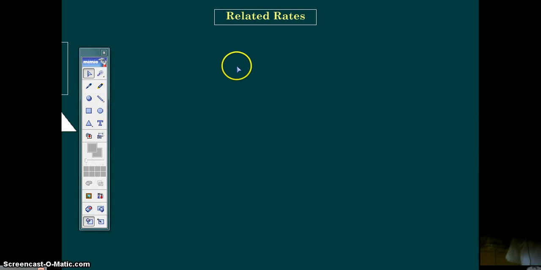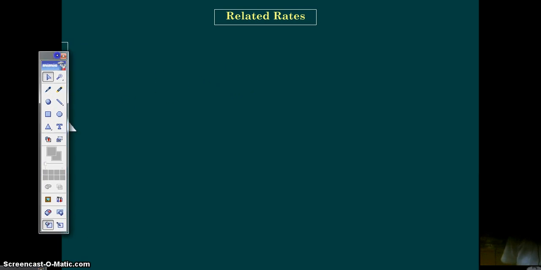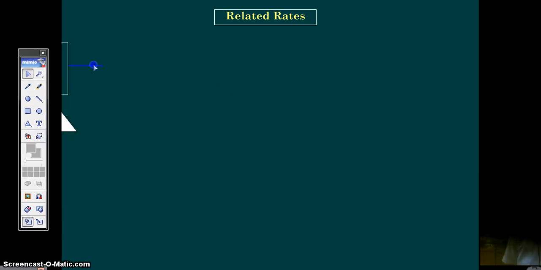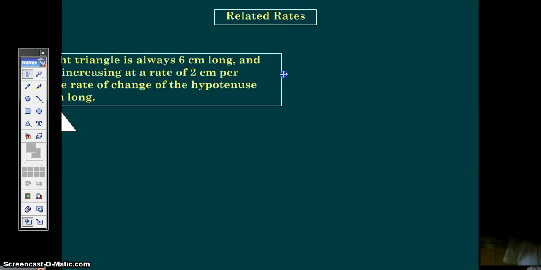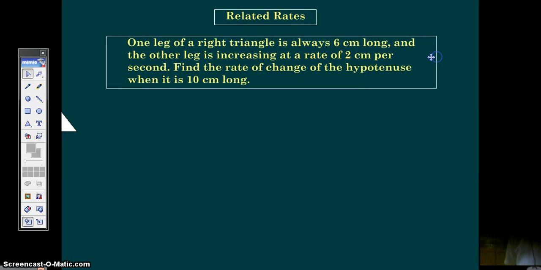Okay, in this video lesson, we'll have more examples of related rates or time rates in calculus. So the first problem. One leg of a right triangle is always 6 centimeters long, and the other leg is increasing at a rate of 2 centimeters per second. Find the rate of change of the hypotenuse when it is 10 centimeters long.